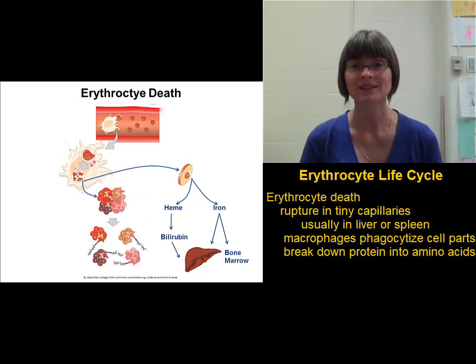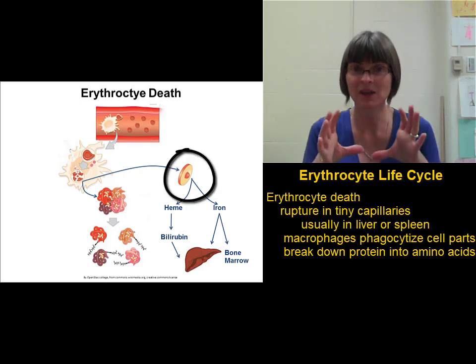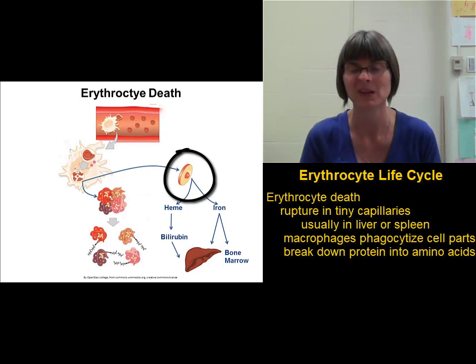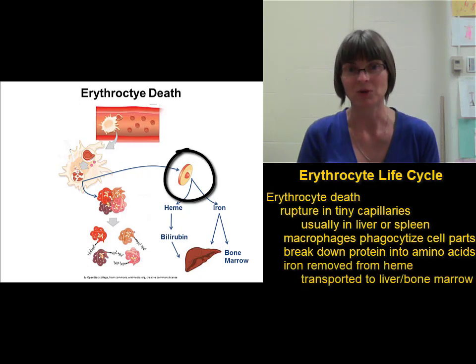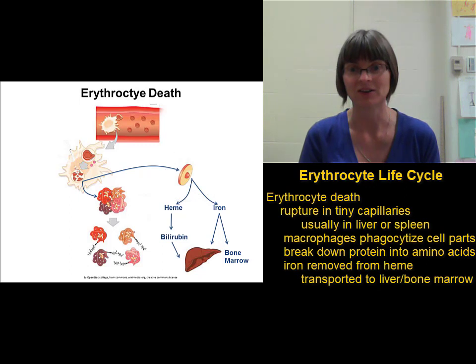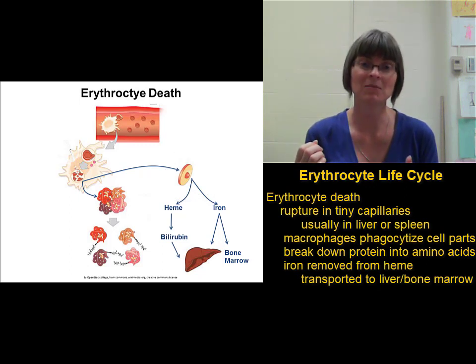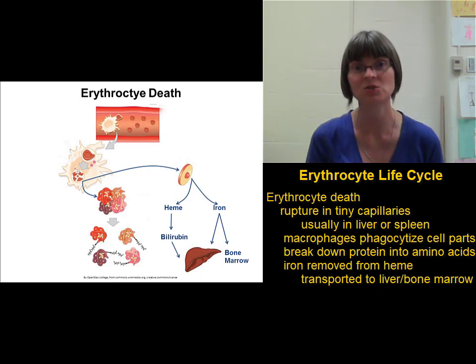And while we can break down the protein part of hemoglobin into the amino acids, we're still left with the heme cages, the heme cage that held the iron atom in the middle. That iron is pretty valuable, so we do save the iron. The iron is removed from the heme and gets transported back to the liver.